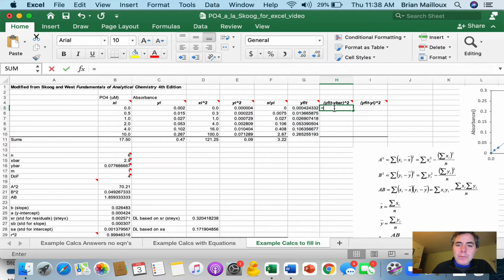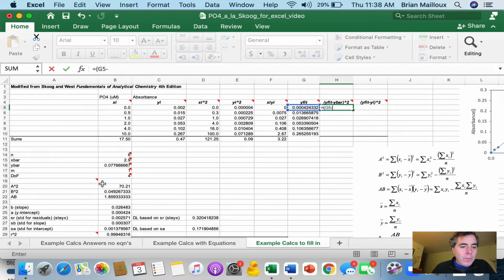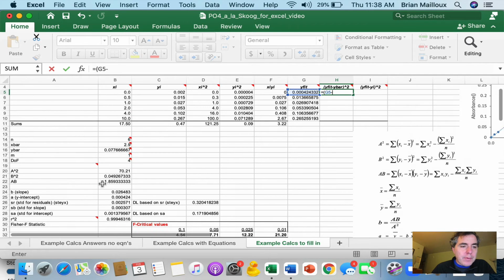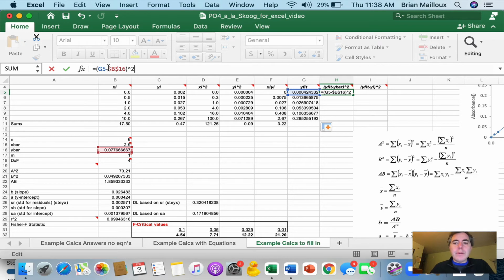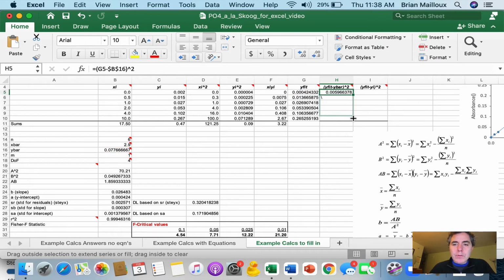So we do, let's see if we have this. We can do equal to parentheses, YFit minus Y bar. Let's go get our Y bar over here. We're going to want to hold that one constant, so dollar signs, parentheses, squared. Oh, I did that, and then we should be able to drag it down. And we're going to need the sum, so I'm going to drag these across.